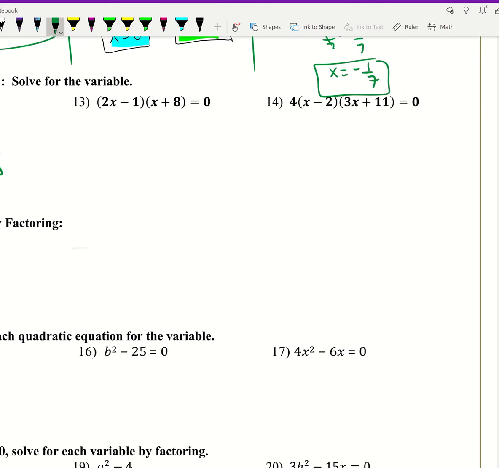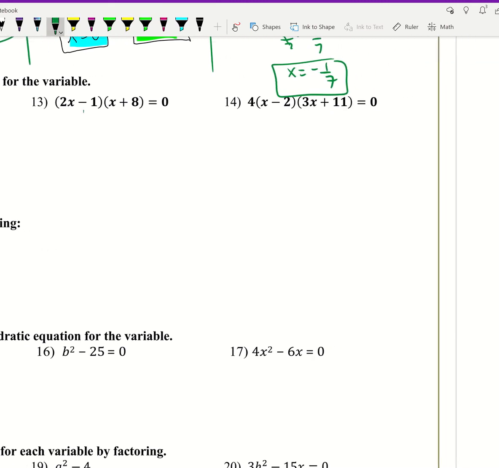Number 13, each one of these is going to give me an answer. This one will give me the answer x is equal to -8. Notice it's the opposite sign. If you're not ready for that, you could say x plus 8 is equal to 0 and then solve it using algebra to get that answer.